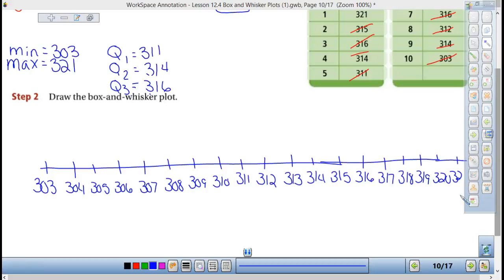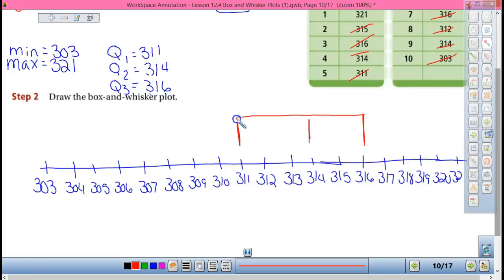Okay, so now a little bit above our number line, we're going to draw a line at our quartile 1. So I'm going to draw a line at 311, like that. I'm going to draw a line where? 314, and a line at 316. Okay, I am now making a box out of those lines. See how I did that?